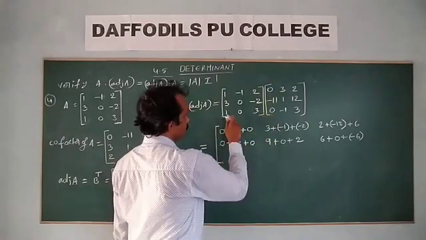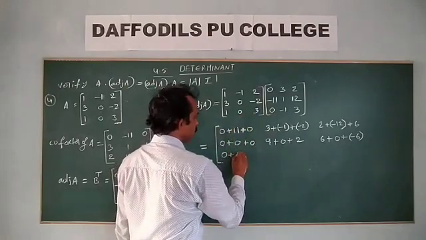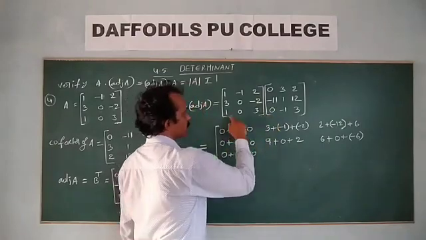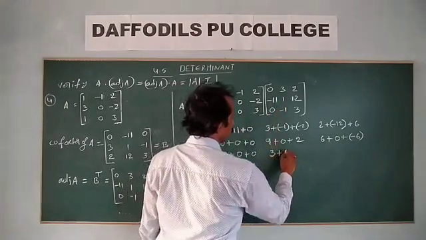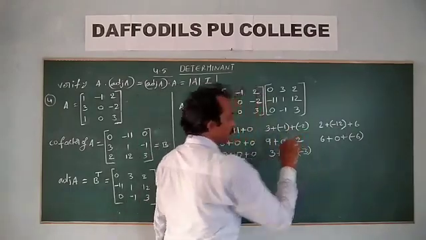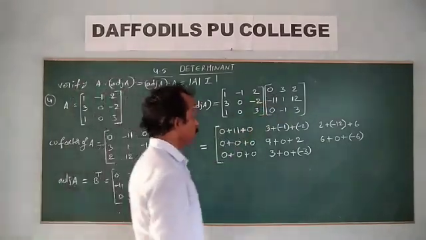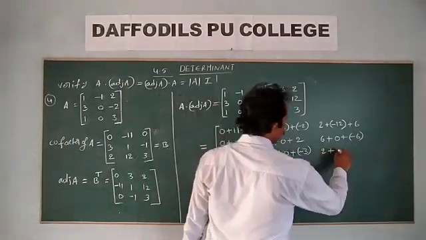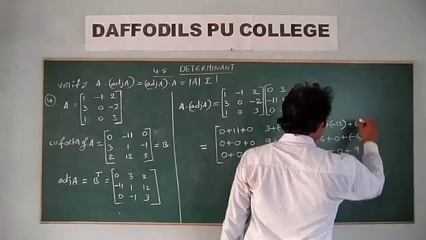Next, third row, first column, the seventh element: 1 into 0, 0, 0 into minus 11, 0, 3 into 0, 0. Next, third row, second column: 1 into 3, 3, 0 into 1, 0, plus 3 into minus 1, minus 3. Last element, third row, third column: 1 into 2, 2, plus 0 into 12, 0, plus 3 into 3, 9.